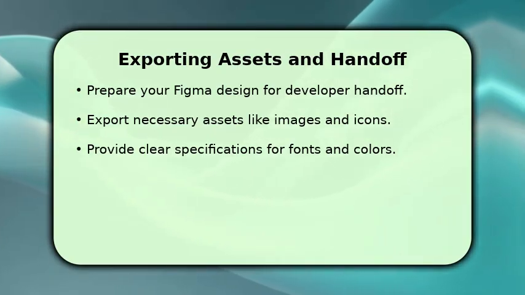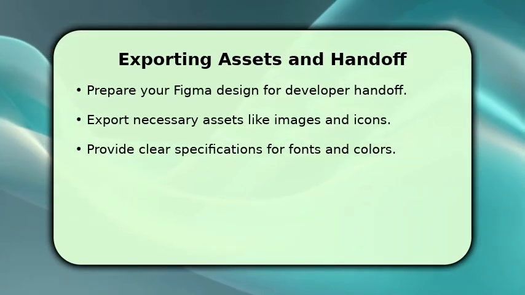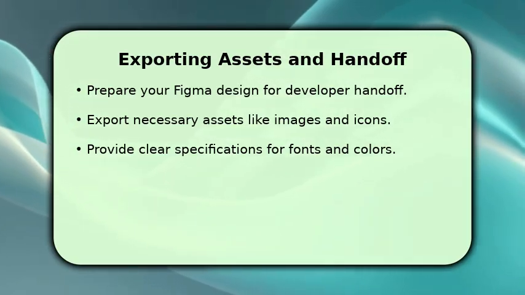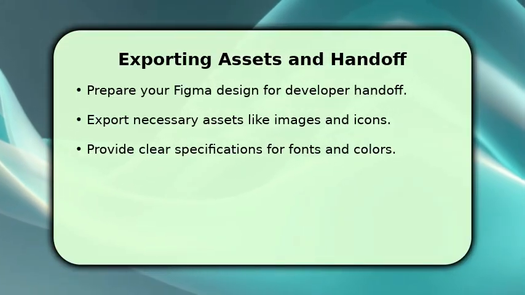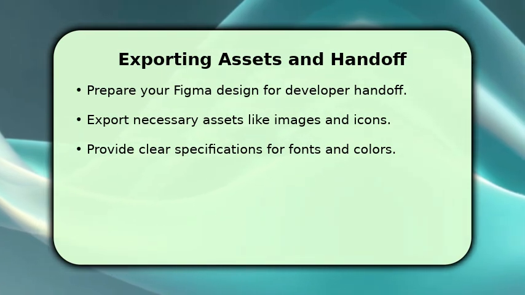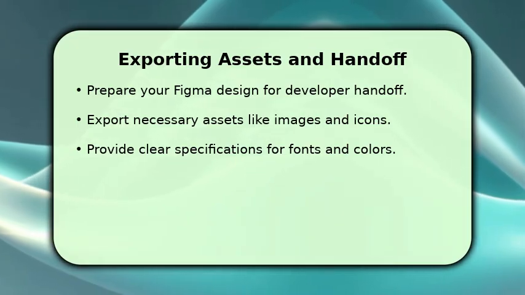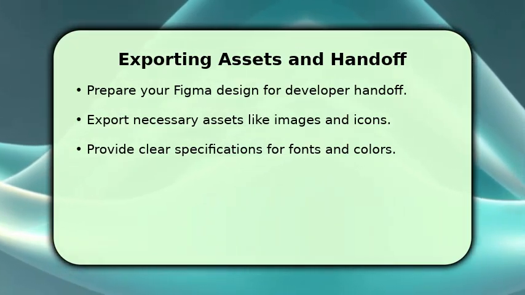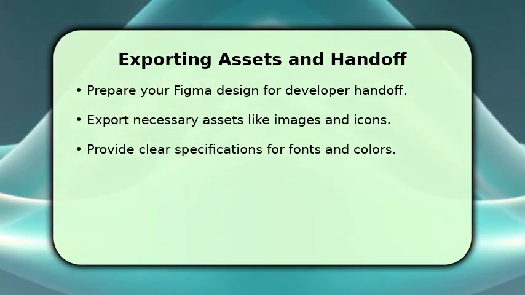Export all essential assets, such as optimized images and scalable vector icons, in appropriate formats. Clearly document font styles, color codes, and spacing measurements to maintain design fidelity. Consider using Figma plugins or specialized design-to-code tools that can help generate initial code snippets or streamline the conversion process, saving valuable development time and reducing errors.